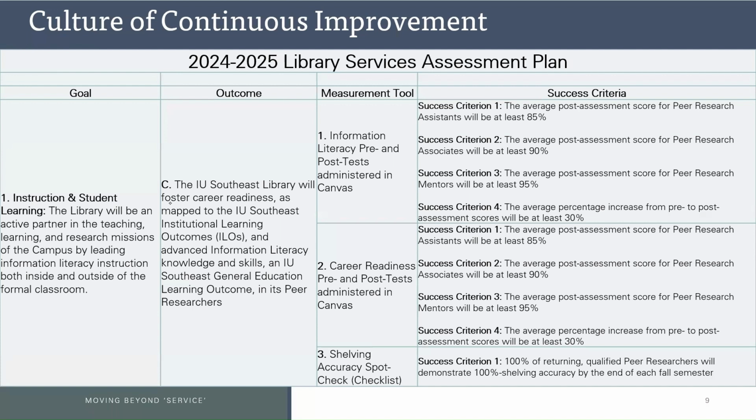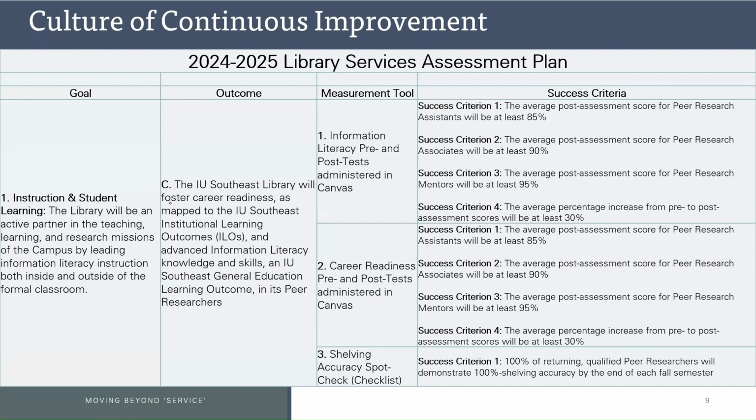Basically, the average post-assessment score for peer research assistants will be at least 85%. Then 90% as we move up to associates, then 95% as they move up to peer mentors. And this is every year. I take these data and I literally mark it green or red. Did we do this? Did we not?